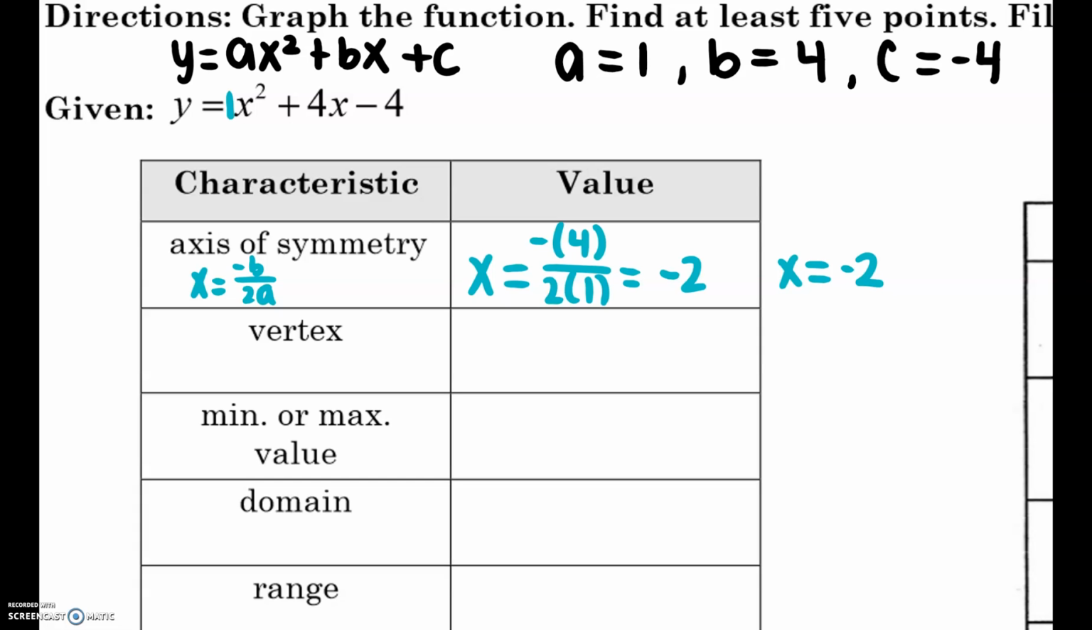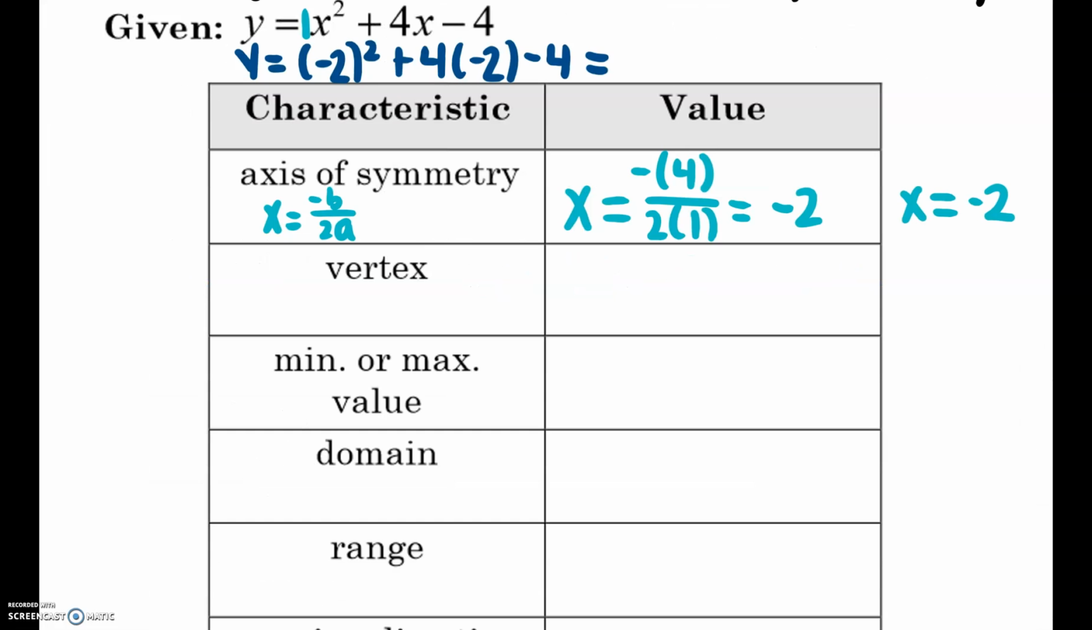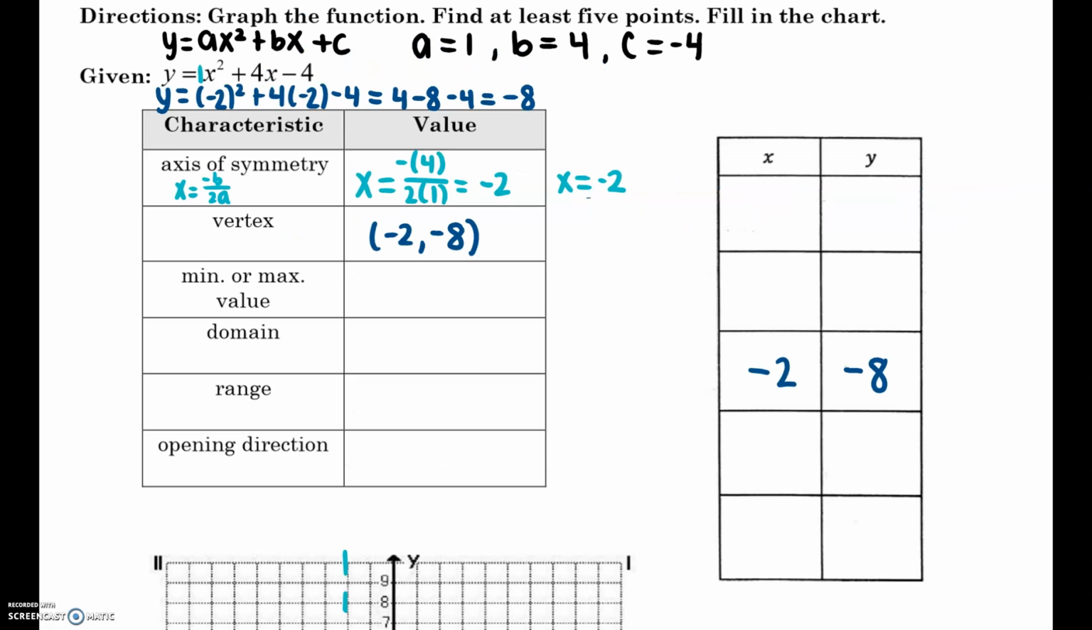Now please plot that as a dashed line on your coordinate plane. You're going to take what we found here, the axis of symmetry, and plug negative 2 into x into the standard form equation we're given at the top. So now let's take a minute and use the order of operations to find the y value of our vertex. After completing the order of operations, we find that the y-coordinate of the vertex is negative 8.